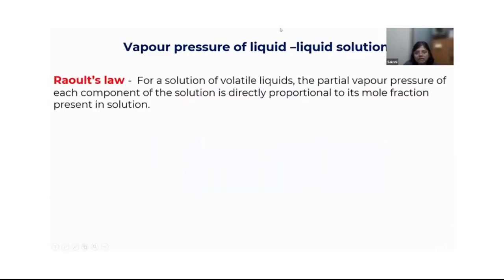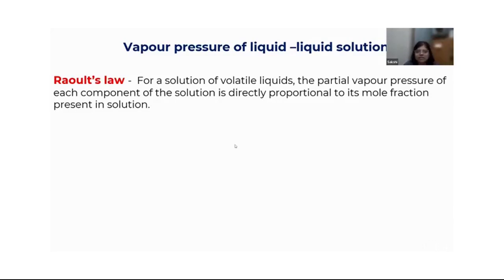Okay, so let us understand what Raoult's law is. Raoult's law for volatile liquids. What are volatile liquids? Volatile liquids are liquids which have a very low boiling point. For example, your nail polish remover. If you keep it on your palm, it evaporates very quickly, so we call it volatile, right? So for a volatile liquid, the partial vapor pressure of each component of the solution is directly proportional to its mole fraction.